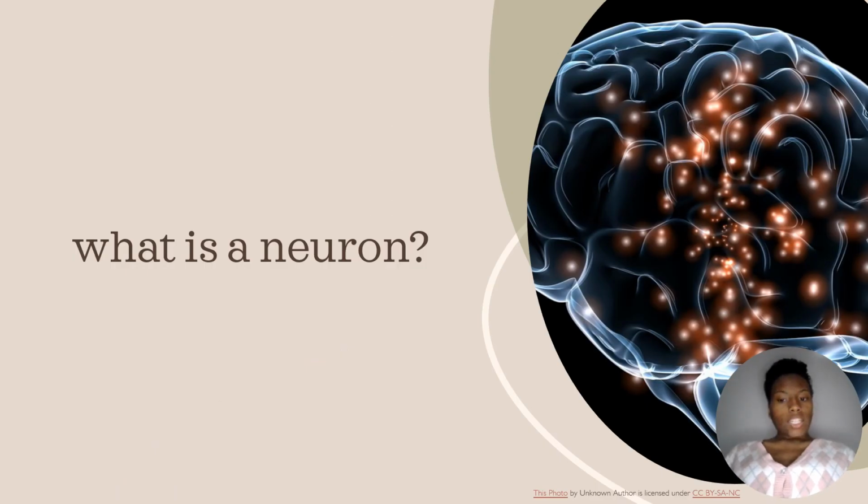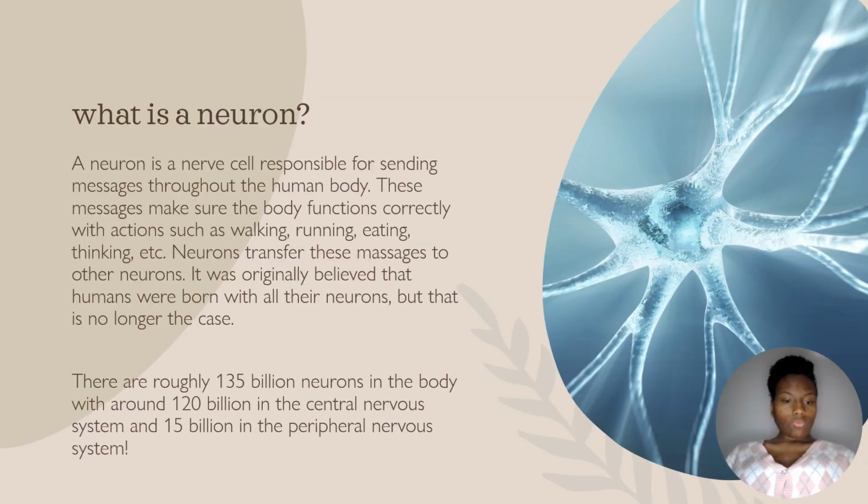So what exactly is a neuron? A neuron is a nerve cell responsible for sending messages throughout the human body. These messages make sure that the body functions correctly with actions such as walking, running, eating, thinking, etc. These neurons also transfer these messages to other neurons.